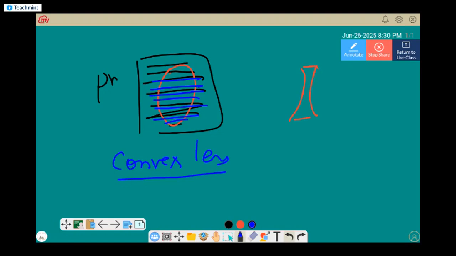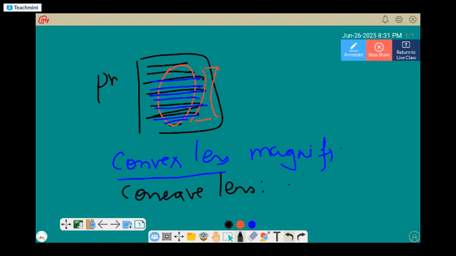So the term will be, it will be magnified. And on the same page, if you bring a concave lens, you will see the letters are going to be very diminished. So in the case of a concave lens, letters will be diminished. This way they can also ask you questions related to concave and convex lenses.